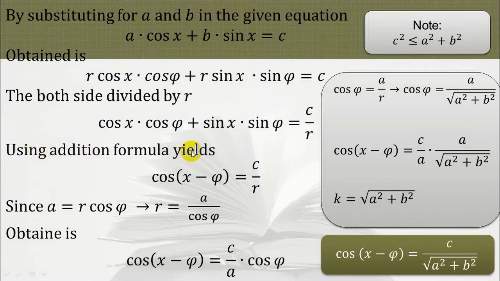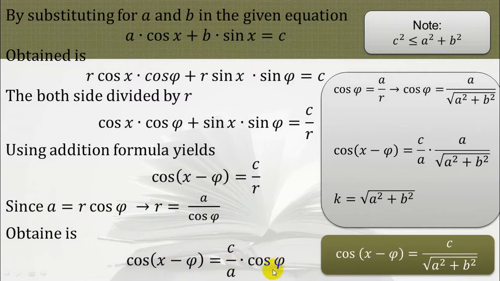Using the addition formula, yes, we already learned the sum and difference formulas. Because this one, cos sin, means cos cos, so we already know this one is cosine, because for cosine the sign is reversed, so we use minus here. Okay, so from here we already know a is equal to r times cosine p, that means r equals a over cosine p. We obtain cosine of x minus p is equal to c over a times cosine p.